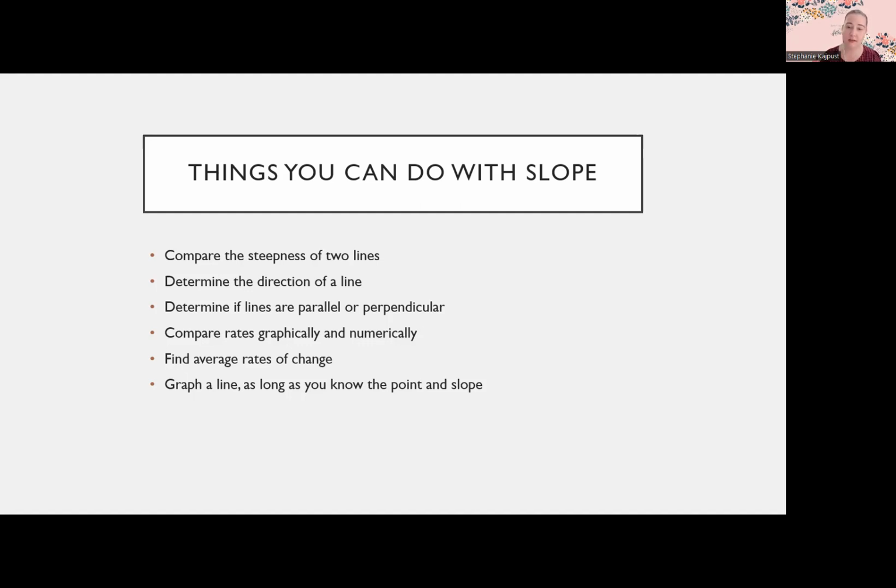And numerically is the same thing. Usually that's when you're in the store and you're comparing your price per ounce of two different brands of the same thing. That's usually where you're comparing them numerically. And you're looking at, okay, which one is cheaper? You usually want the smaller one.